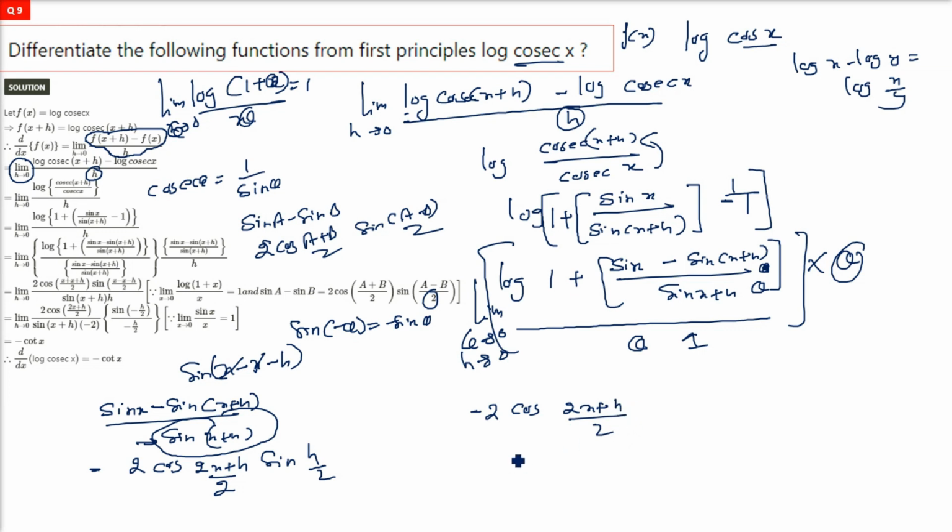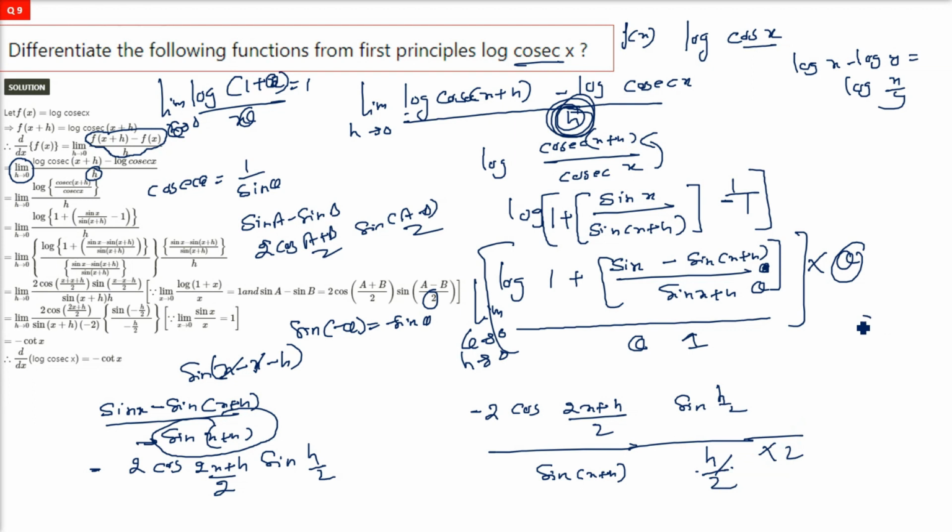So you can apply h tends to 0 here. Here also sin(x plus h), if you apply h tends to 0, sin x will remain. So there is no problem. But here we have sin h by 2. And please remember, I told you in the beginning there was an h in the denominator because first principle has an h in the denominator. So just divide by 2 and multiply by 2 because we want an h by 2 in the denominator also.